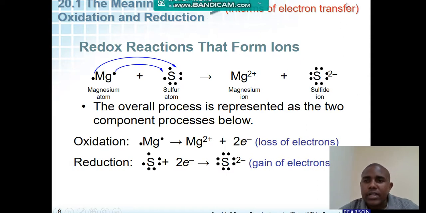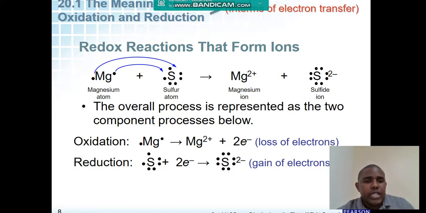Electron transfer, we learn about electron transfer when we talk of bonding, chemical bonding in Form 2. Basically, the electrons are moved during a chemical reaction from an unstable element, so that the element attains stability or a stable electronic configuration.